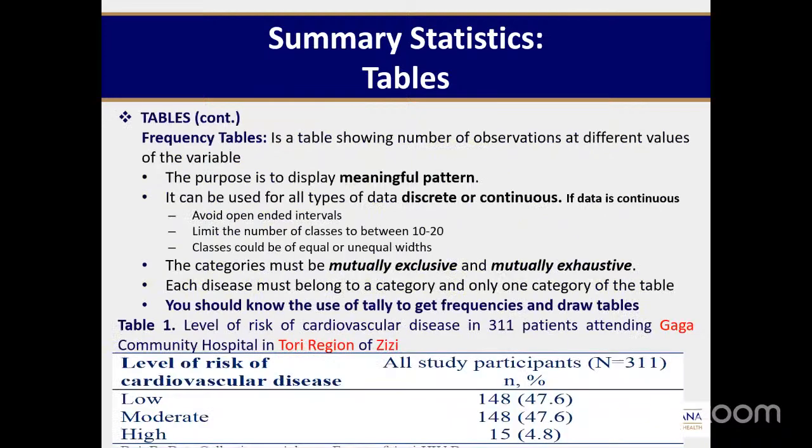So the first type of table is what we call the frequency table. What does it do? It just shows the number of observations at different attributes of the variable. And it can be used to show both discrete or continuous data.